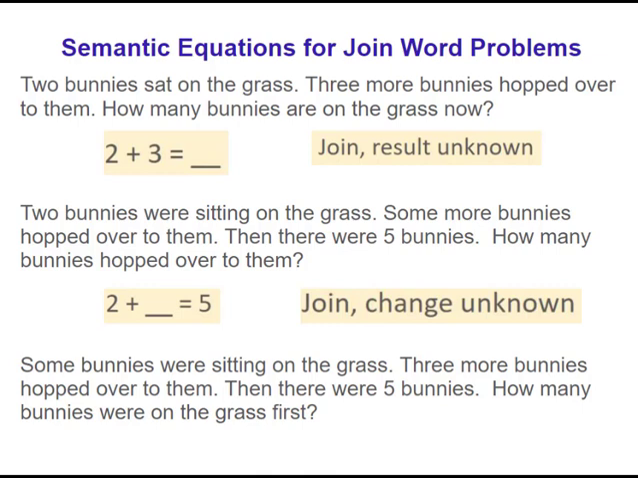Let's look at this final joining word problem. Some bunnies were sitting on the grass. 3 more bunnies hopped over to them. Then there were 5 bunnies. How many bunnies were on the grass first? An equation that would match that, the semantic equation, would be blank plus 3 equals 5. Some bunnies were sitting on the grass. 3 more bunnies hopped over to them, and then there were 5. We call this a join start unknown word problem because there's a joining situation and it's the start that's missing.